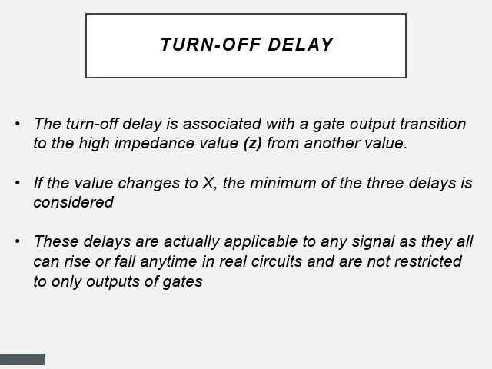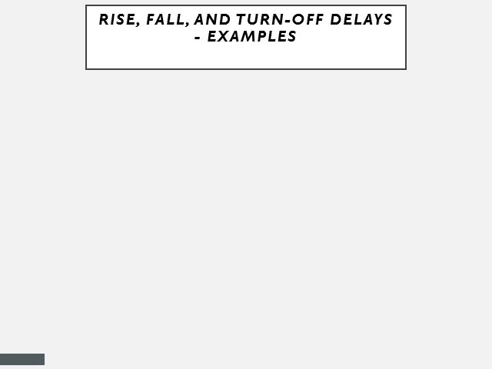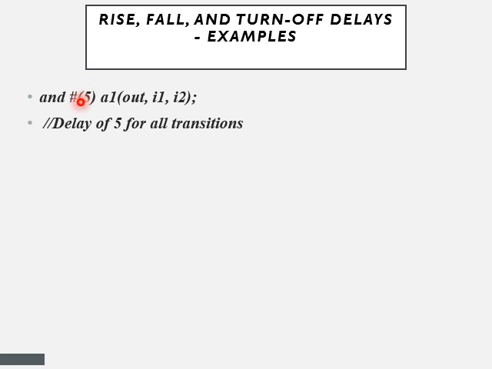Now these delays are actually applicable to any signal, as they can all rise or fall anytime in real circuits and are not restricted to only outputs of gates. Let us look at a few examples for rise, fall and turn off delays. Delays can be specified as a single delay, or two delays, or all three delays may be given.